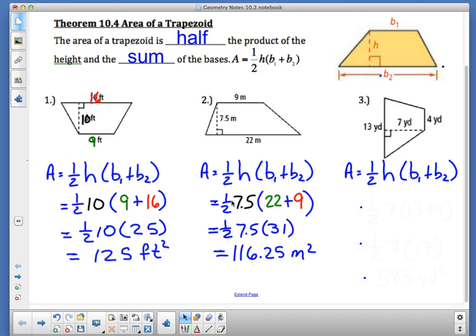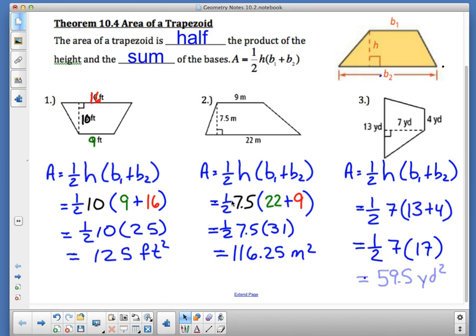Okay, make sure they have units on them. Okay, you can look at it as a onesie. Okay, the little units. This next one, the difficulty level was ramped up because I twisted the shape 90 degrees. Okay, the 2 bases are 13 and 4, so I put those in there, multiply by 7, divide by 2, and I'm working with my calculator, 59.5 yards squared.